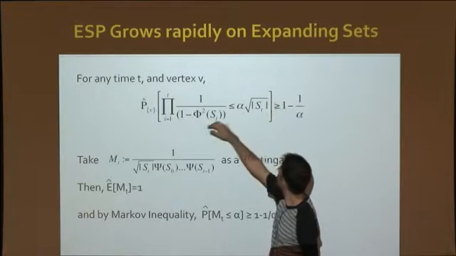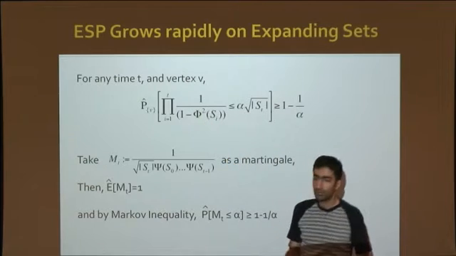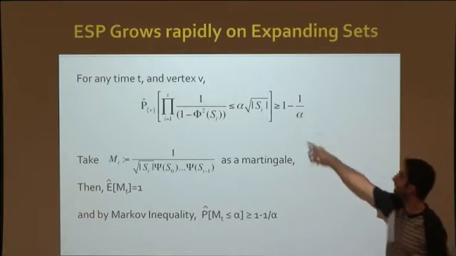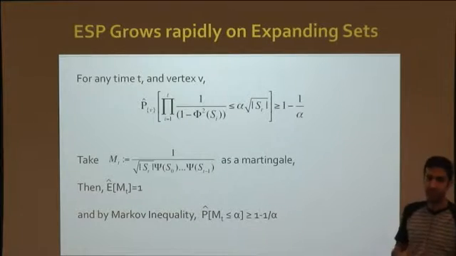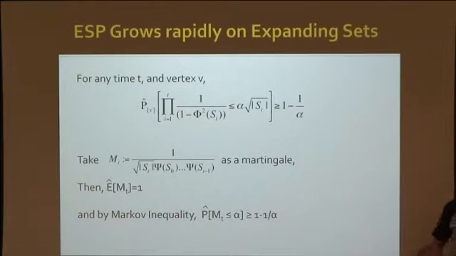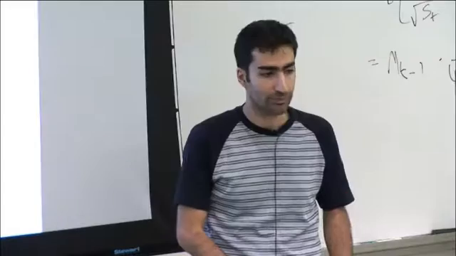With probability 1 minus 1 over alpha, the product of 1 over 1 minus phi squared is less than alpha times the square root of st. And if you just take the logarithm of both sides, you're going to get this inequality. So very easy.